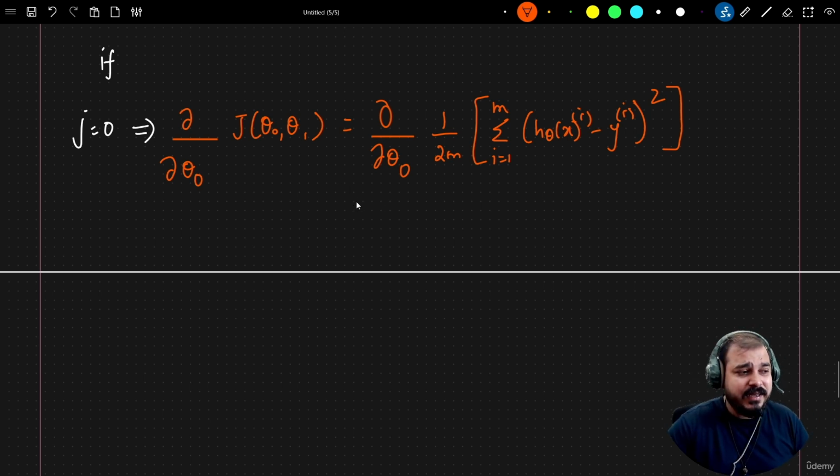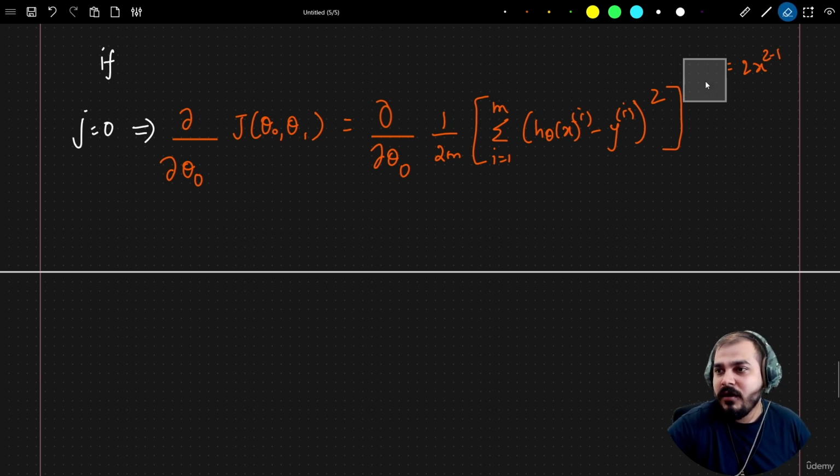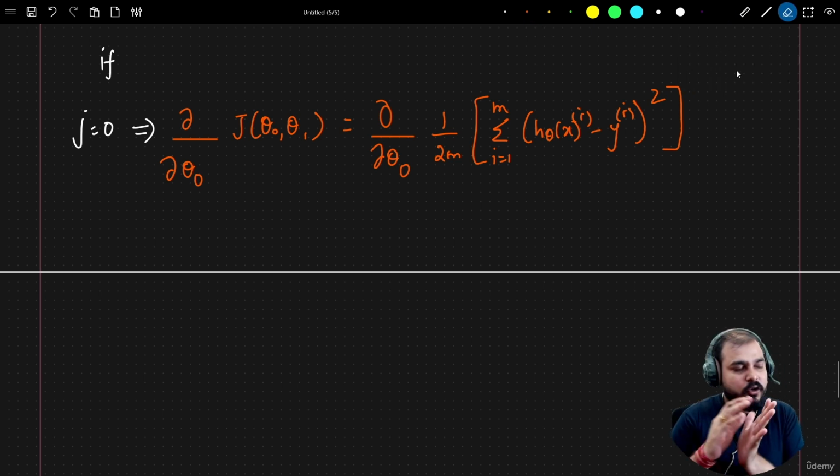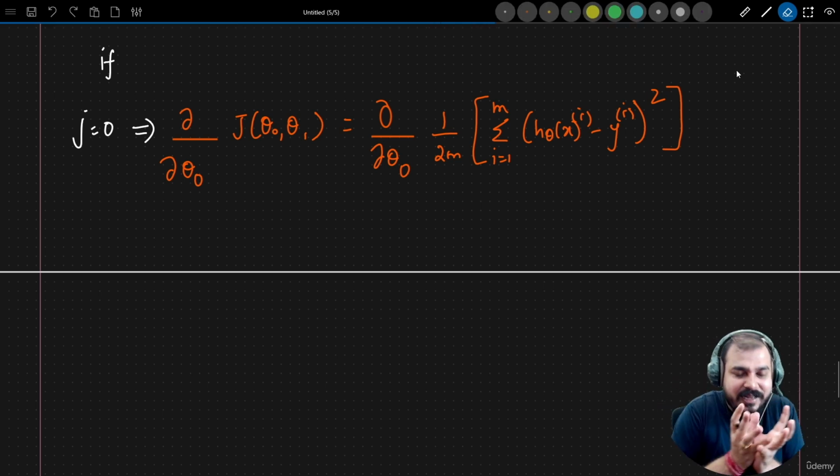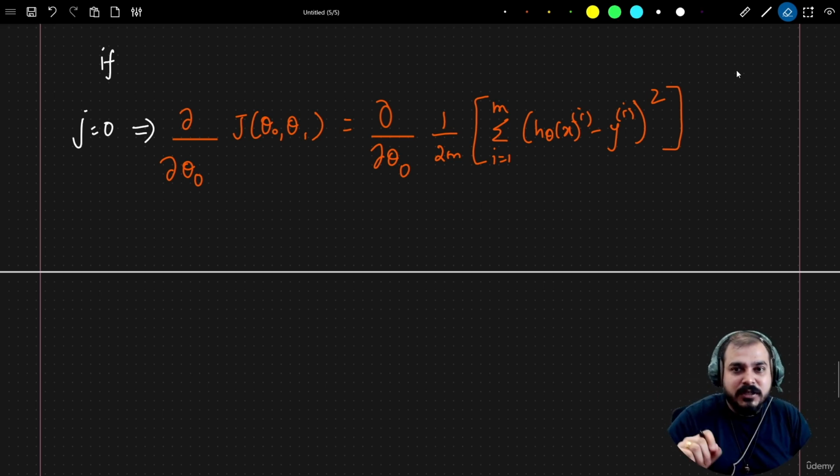Now I'll find the derivative with respect to theta 0. Always remember this is just like your x square. Let's consider this my entire x square. So the derivative will be 2x to the power of 2 minus 1. This is the basic formula. These are simple derivatives, guys. If you don't know, don't worry. I'm just trying to write out the convergence algorithm with respect to theta 0 and theta 1, because now we have a 3D curve which will try to converge to one single point.